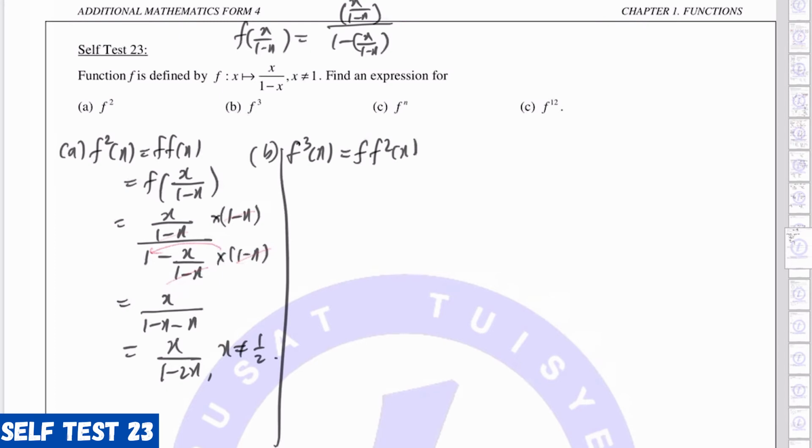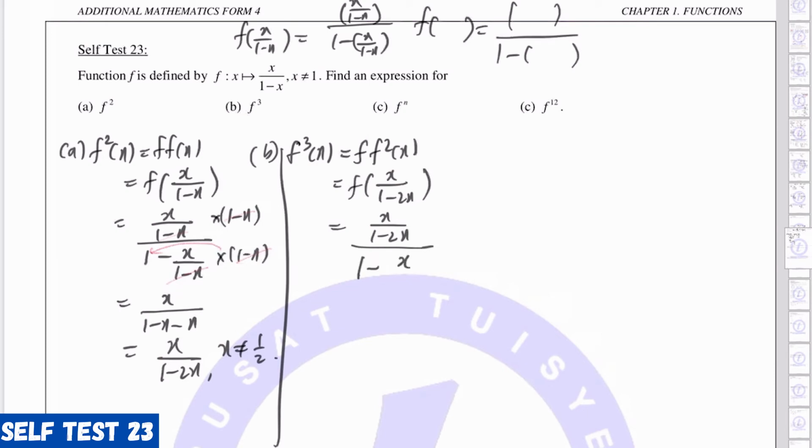Why? Because I really know I just keep using this f(x) thing, and the f(x) again is x over bracket 1 minus x bracket. So what do you put inside the bracket here? x over 1 minus 2x. So it is x over 1 minus 2x divided by 1 minus x over 1 minus 2x. Again, you got to times top and bottom, but in this case you multiply top and bottom with 1 minus 2x. So this will give us x over 1 minus 2x minus x. You cancel out your denominator and we get x over 1 minus 3x.